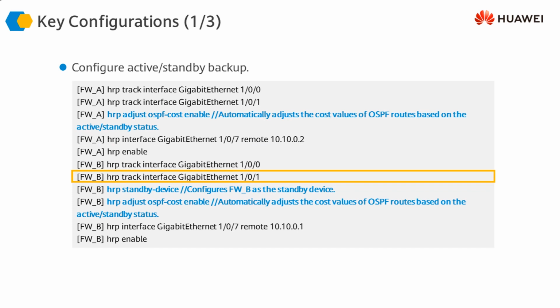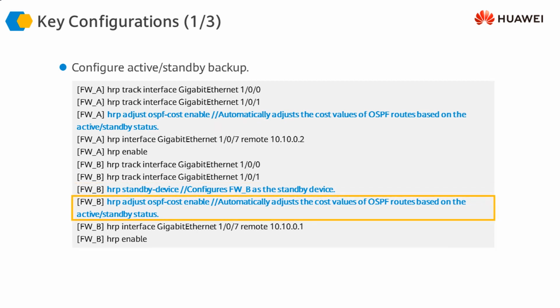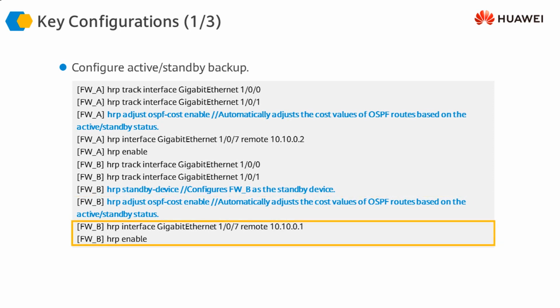On firewall B as well, we configure the HRP track interface, GigabitEthernet 1/0/0 and 1/0/1. And then we configure this firewall as the HRP standby device. We adjust OSPF cost, and then we define the HRP heartbeat interface as 1/0/7. And then we enable HRP.